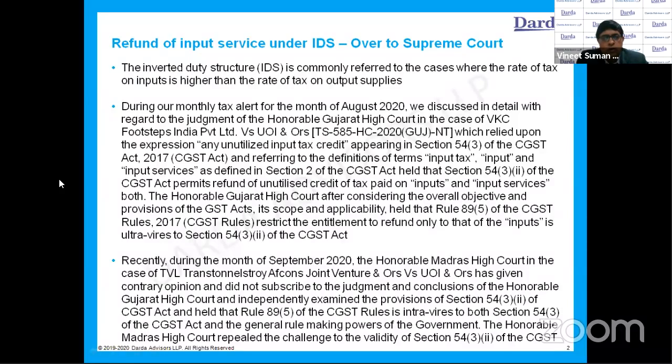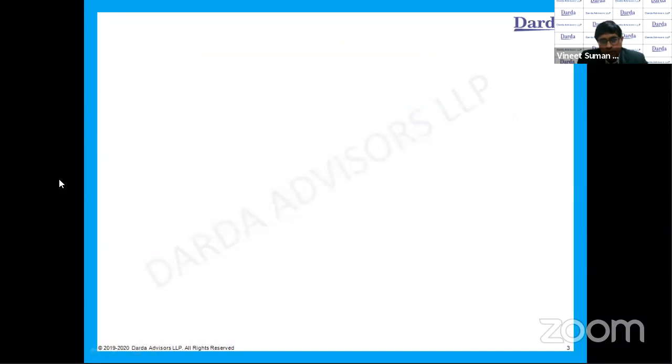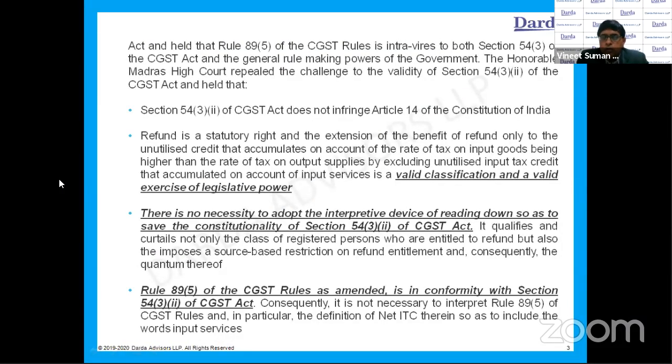No one can say what will happen, but looking to the principle and the judgments that have been pronounced, at least we can put our own interpretation on how the ruling would come. So if we talk about the judgment of the Gujarat High Court, they explained about input services and capital goods. They have discussed why 54(3) allows refund of input services. It does not restrict only to inputs.